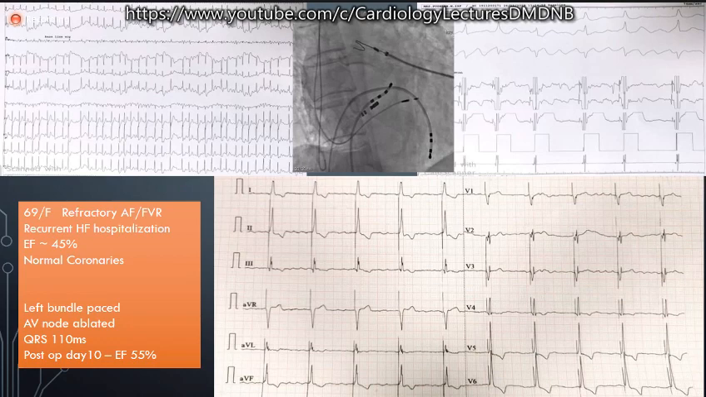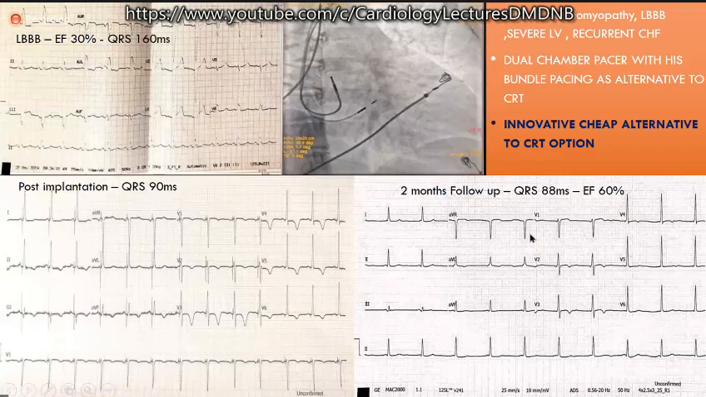AV junction ablation and left bundle pacing can be done in the same setting as well, as done in this case. So you have atrial fibrillation, fast ventricular rate, AV junction ablation done, and left bundle pacing lead implanted. One of the other ways, this would also become a poor man's CRT.